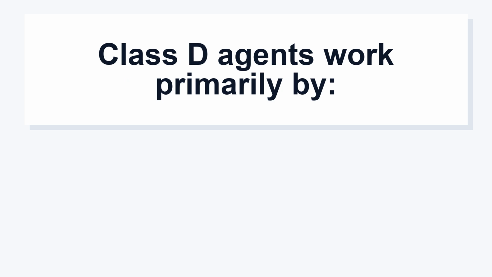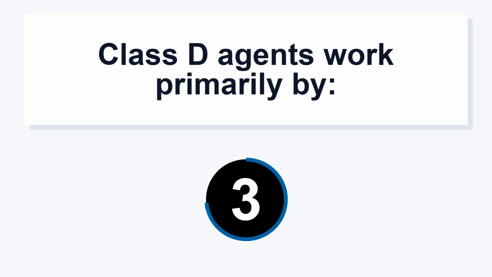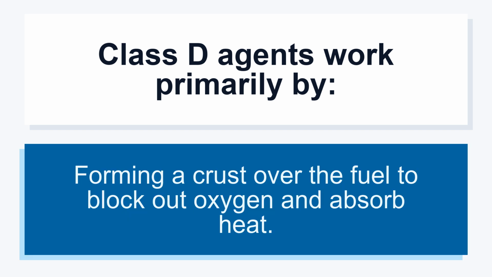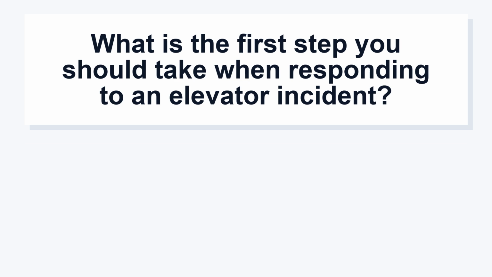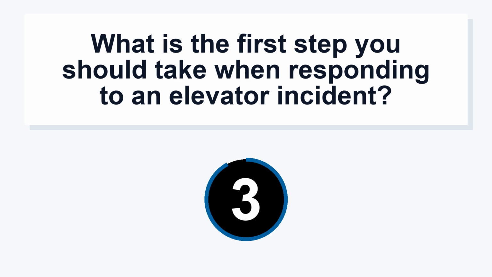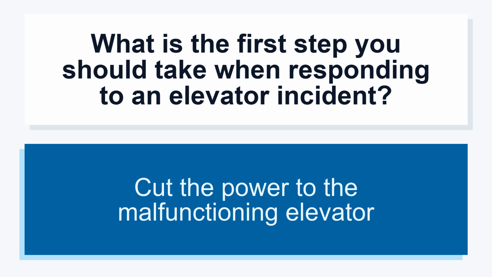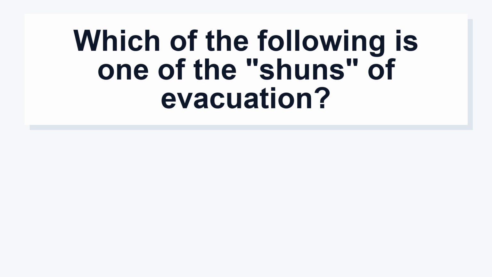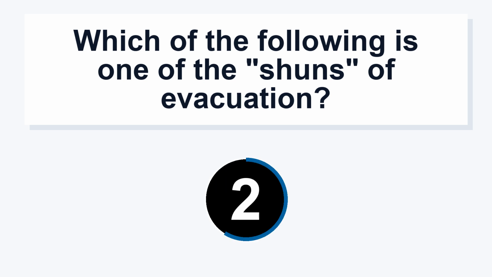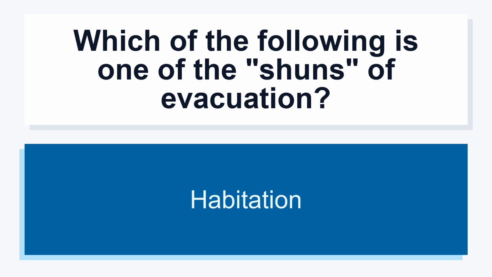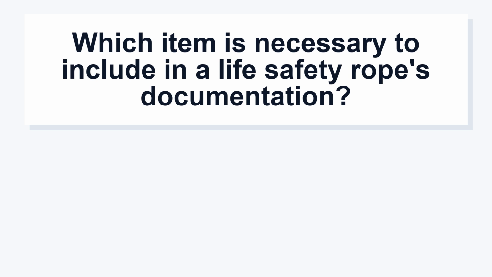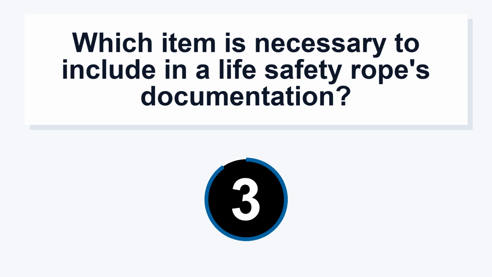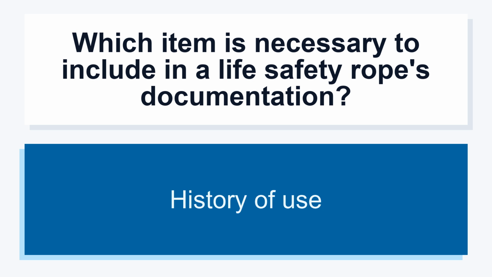Class D agents work primarily by forming a crust over the fuel to block out oxygen and absorb heat. What is the first step you should take when responding to an elevator incident? Cut the power to the malfunctioning elevator. Which of the following is one of the shuns of evacuation? Habitation. Which item is necessary to include in a life safety rope's documentation? History of use.